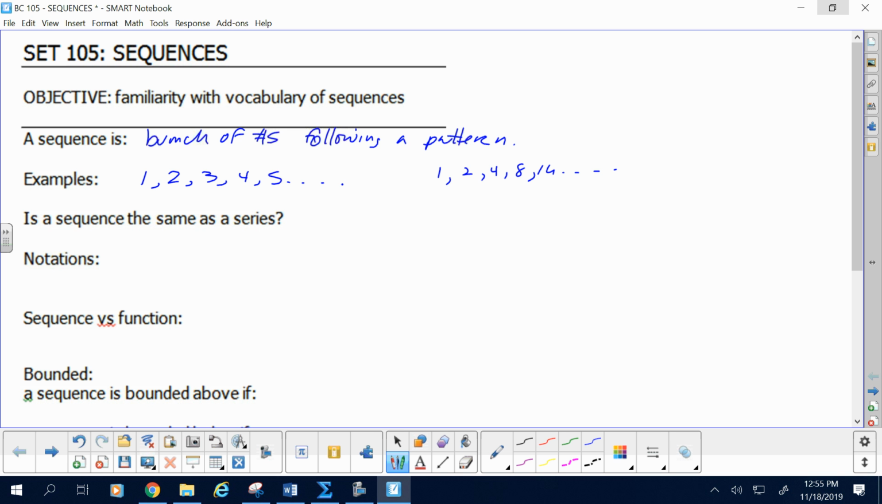Is a sequence the same as a series? Or if not, what's the distinction? Okay. The sequence is a pattern. A series is the sum of a sequence. It's the sum of that pattern.